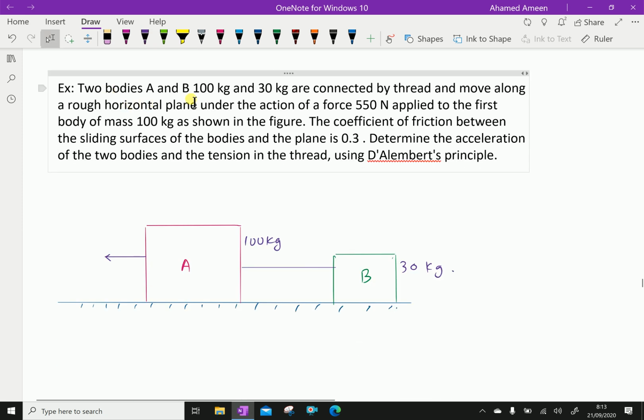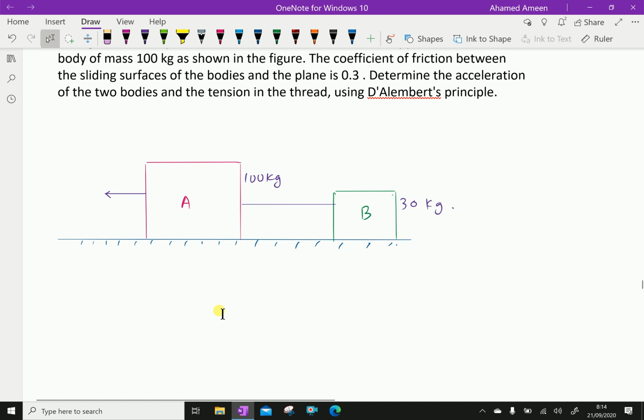Two bodies A and B, of 100 kg and 30 kg, are connected by a thread and move along a rough horizontal plane under the action of a force of 550 Newton applied to the first body of mass 100 kg, as shown in the figure. The coefficient of friction between the sliding surfaces of the bodies and the plane is 0.3. Determine the acceleration of the two bodies and the tension in the thread using D'Alembert's principle.